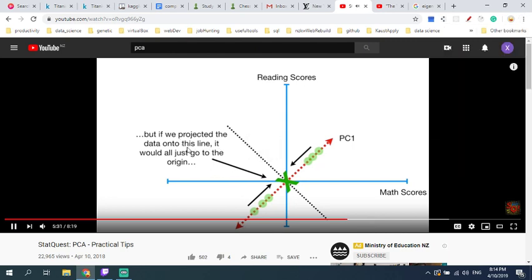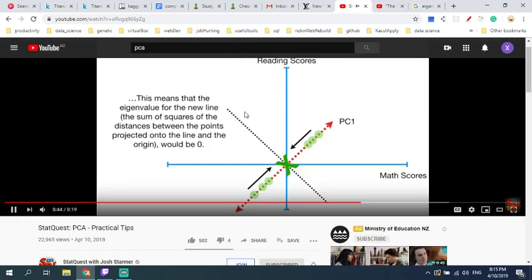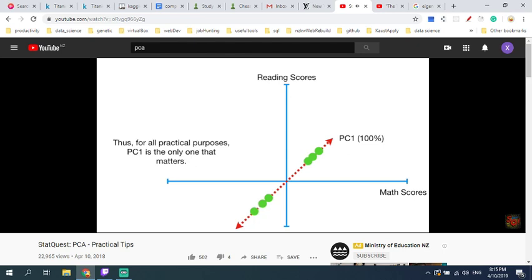The data onto this line, it would all just go to the origin. This means that the eigenvalue for the new line, the sum of squares of the distances between the points projected onto the line and the origin, would be 0. This means that PC1 accounts for 100% of the variation, and the new line accounts for 0%. Thus, for all practical purposes, PC1 is the only one that matters.